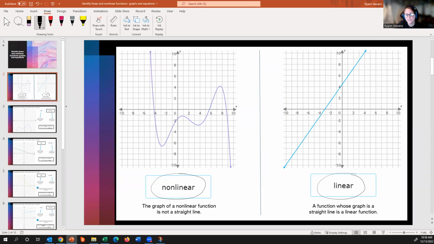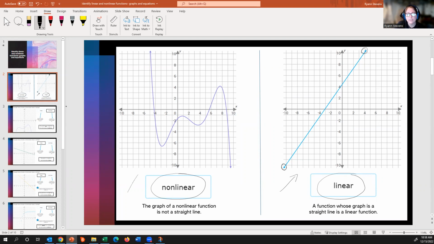So if we look at this linear graph here, if we read this graph from left to right and we trace this line, we can see that it is increasing at a constant rate. And we can see that the graph results in a straight line.